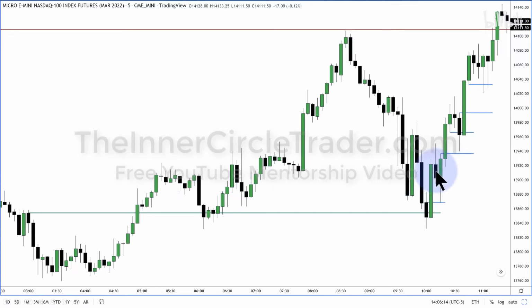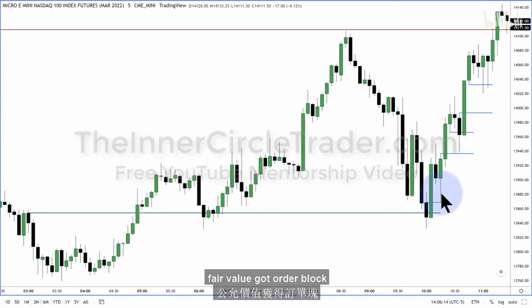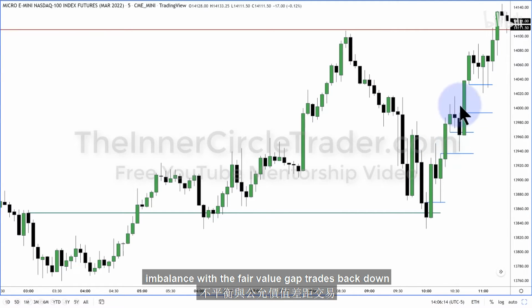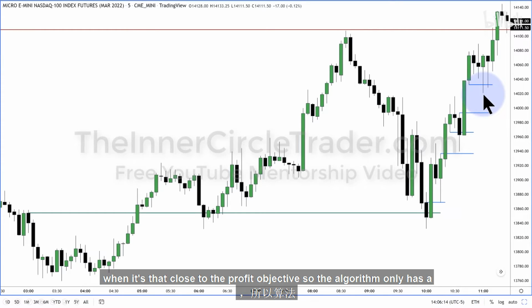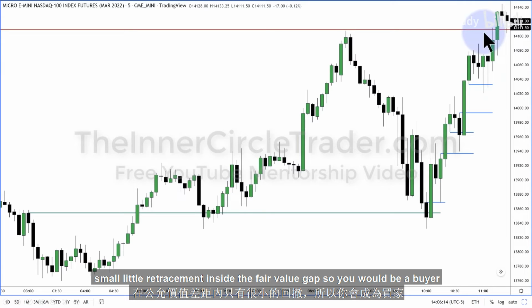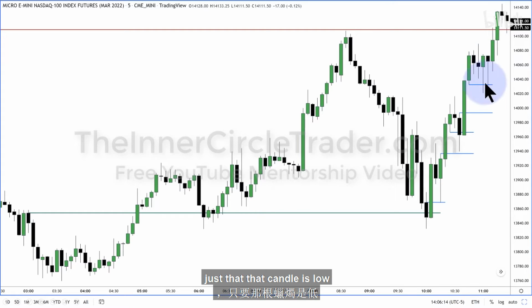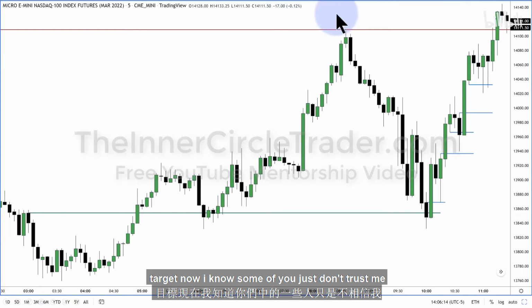Order block, trades to it here. Get long. Fair value gap. Order block, retracement, get long. Order block, imbalance with the fair value gap, trades back down, doesn't even come back down into the order block. This is classic. It generally doesn't like to go all the way back and rebalance when it's that close to the profit objective. So the algorithm only has a small little retracement inside the fair value gap, so you would be a buyer just at that candle's low. And it runs right to the target.